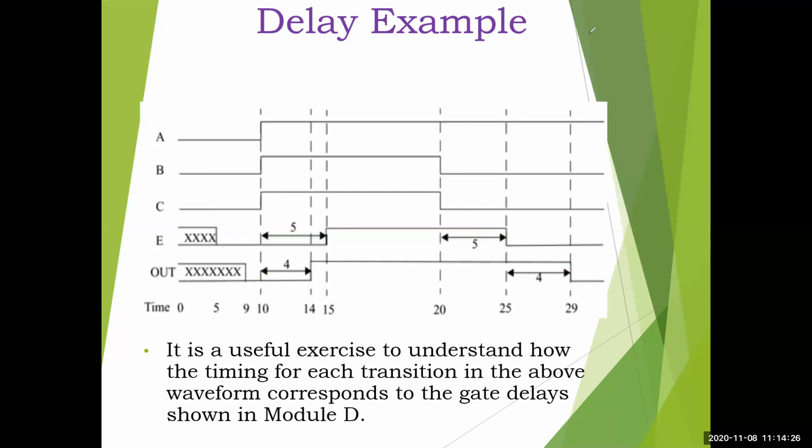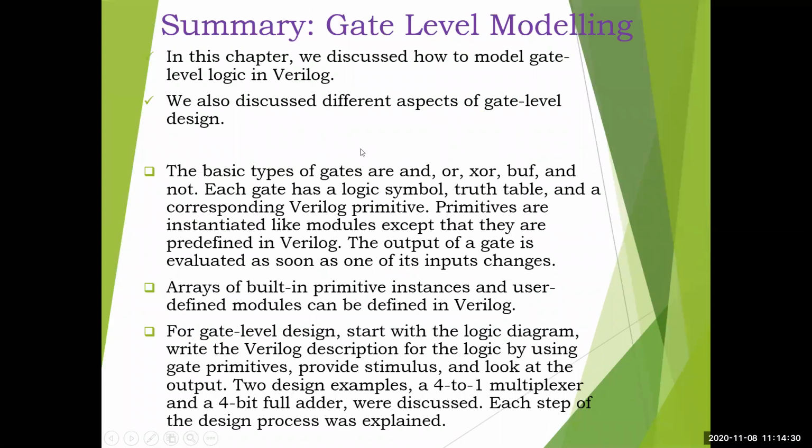So just to summarize what we have learned so far in gate level modeling. Okay, we have only two parts. One is the AND, OR and buf, not gate types. Based on that we have modeled, and then we have seen the delays and we have seen the delay example. Okay, so in this chapter we discuss how to model gate level logic in Verilog. So 12 gates are there. In that basically we will use maximum AND, OR and NOT gates, right? Even NAND, XOR also we can use.